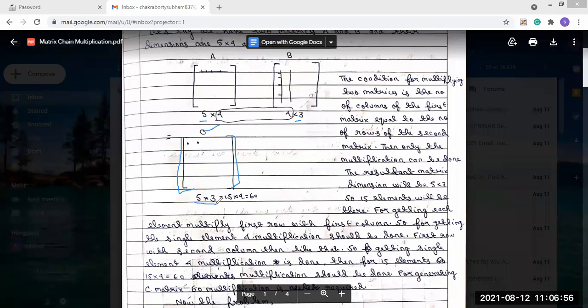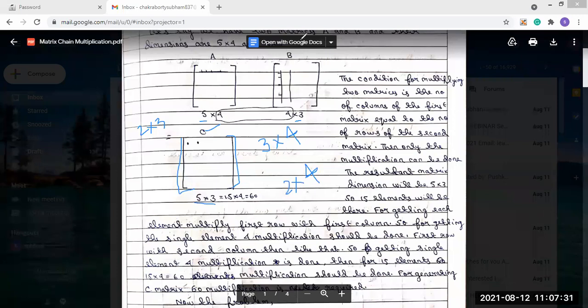Let's say this matrix dimension is 2 into 3. Then the second matrix dimension should be 3 into 4, like that. Its column and its row should be the same. If it is given like this, then our resultant matrix dimension will become 2 into 4.